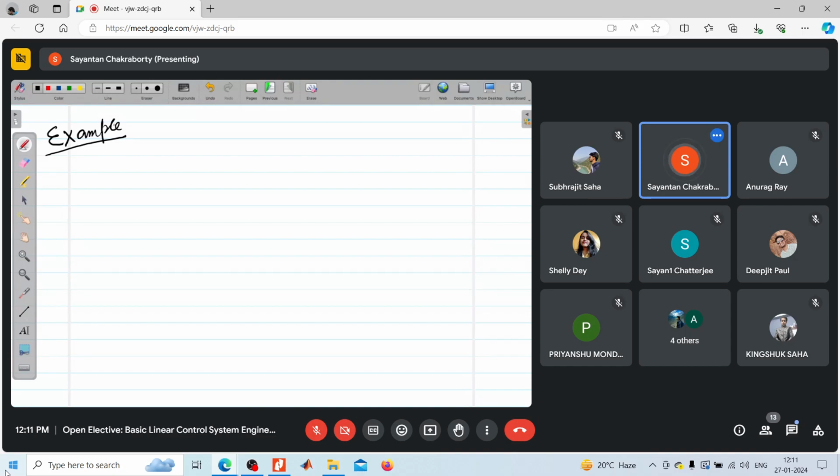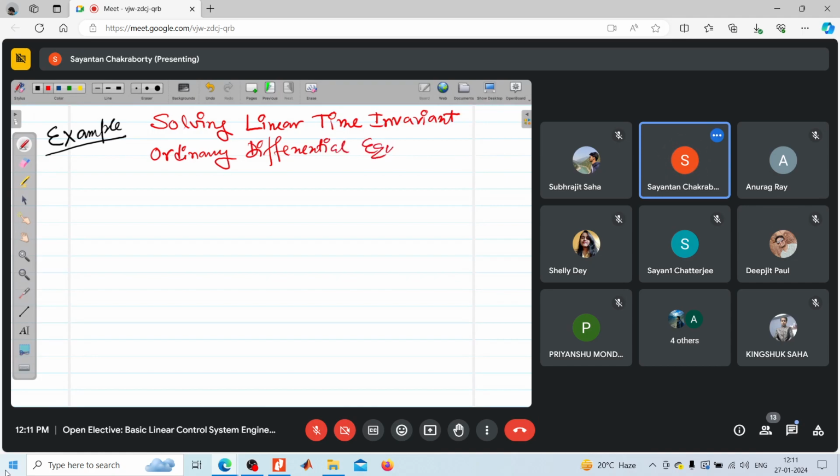What is the example for? The example is on solving linear time invariant ordinary differential equations.